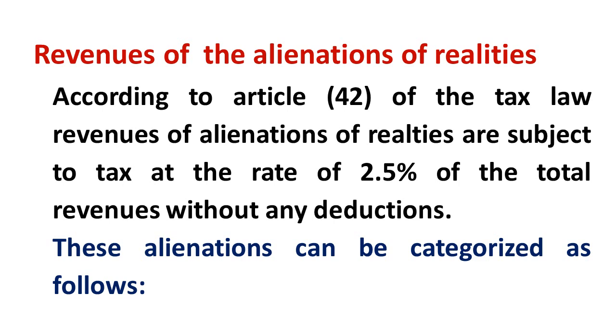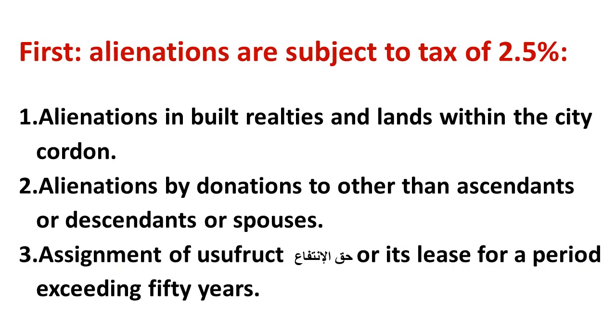This alienation can be categorized as follows. First, alienations subject to tax of 2.5%. Number one, alienation in built realities and land within the city cordon, يعني داخل حدود المدينة وداخل كردون المدينة. Alienation by donation to other than ascendants or descendants or spouses. Assignment of usufruct, يعني حق الانتفاع, or its lease for a period exceeding 50 years.